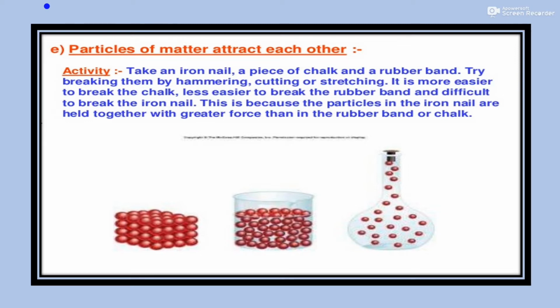It is easier to break the chalk, less easy to break the rubber band, and difficult to break the iron nail. This is because the particles in the iron nail are held together with greater force than in the rubber band and chalk. The force of attraction between the chalk particles is least and the force of attraction in the iron nail is maximum compared to the rubber band and chalk. So it is easier to break the chalk, but difficult to break the iron.